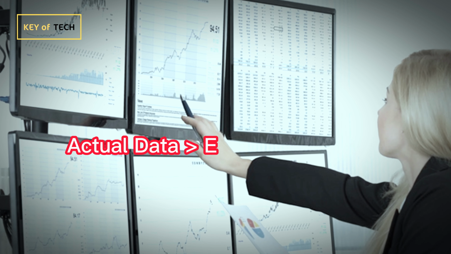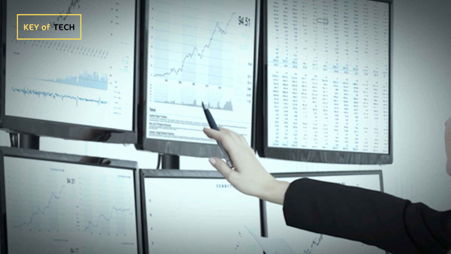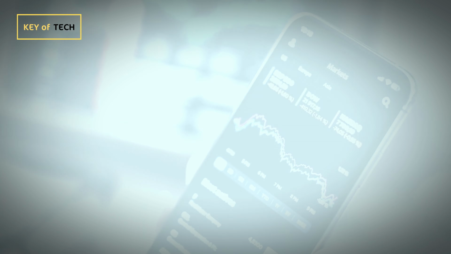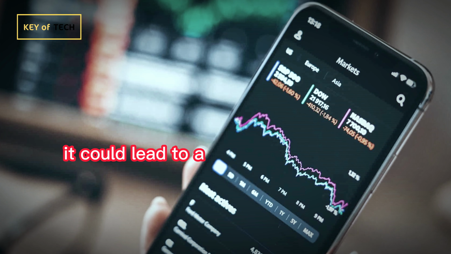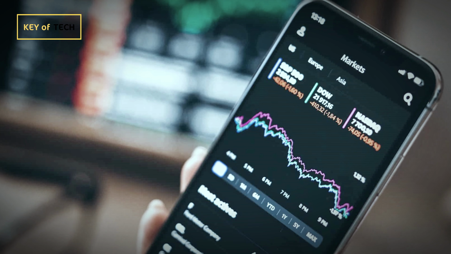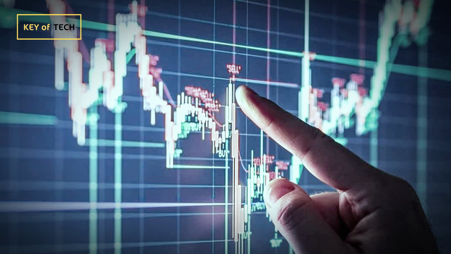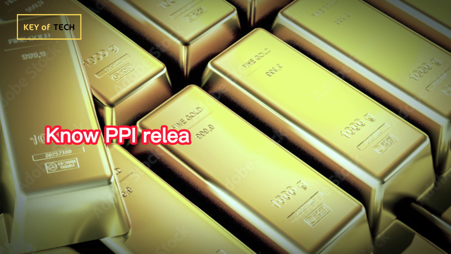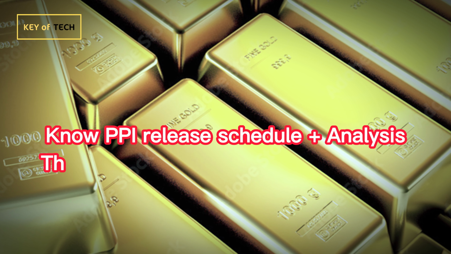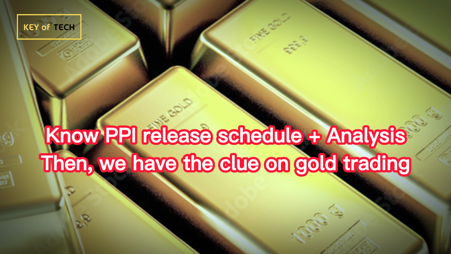If the data shows higher than expected inflation, it could lead to a rise in gold prices. On the other hand, if the PPI data shows lower than expected inflation, it could lead to a decline in gold prices. Armed with this information, you can make trades accordingly and take advantage of market movements. In summary, monitoring the PPI release schedule and analyzing the data can help you make more informed gold trading decisions.